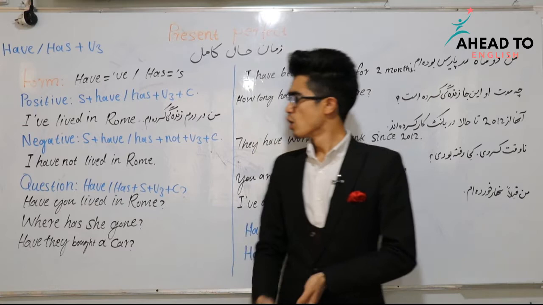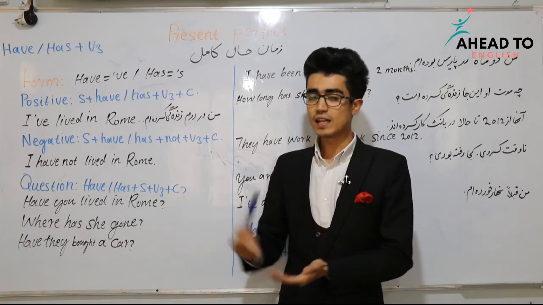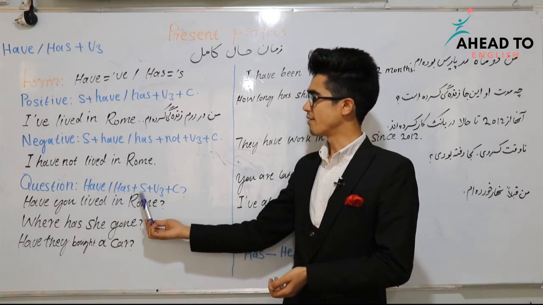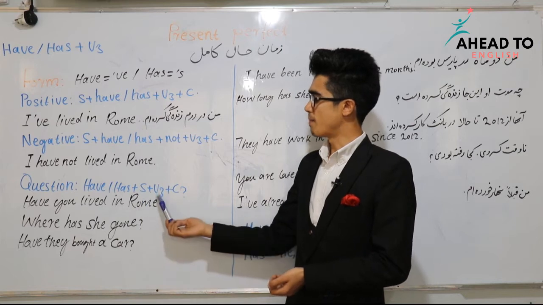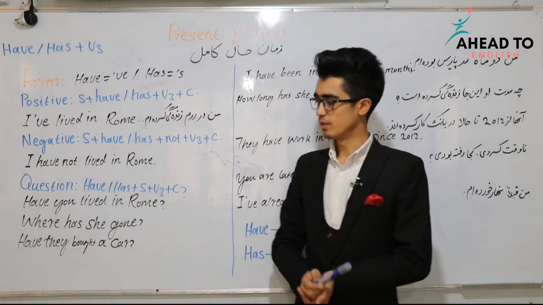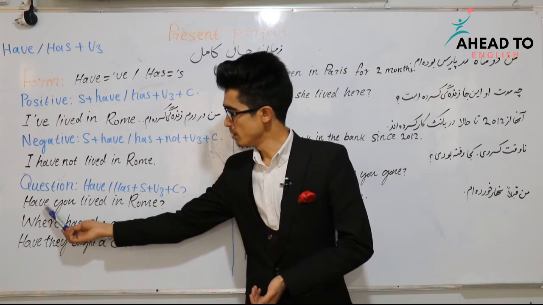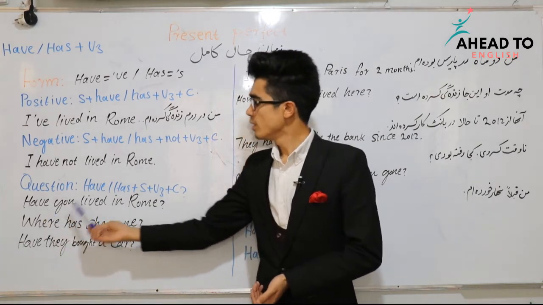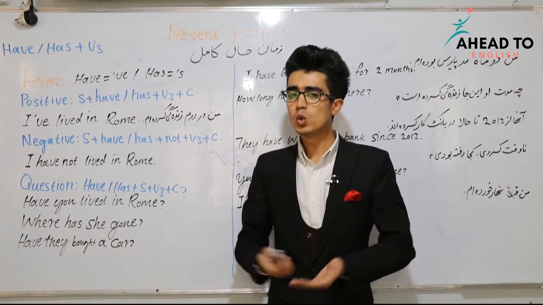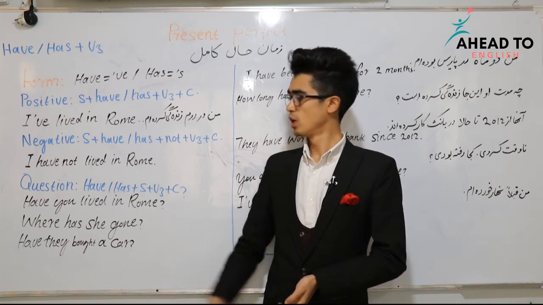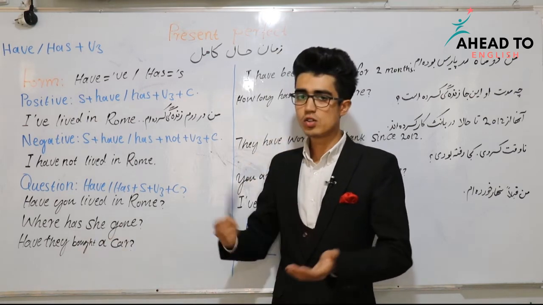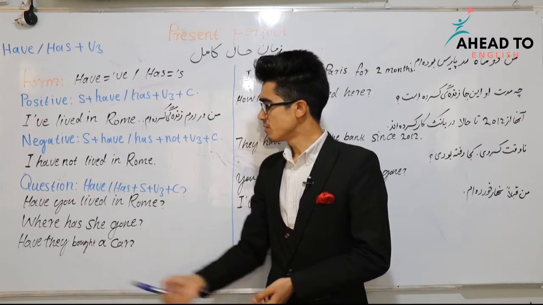For question forms we use have/has at the beginning of the sentence. After that we use subject, past participle and complement. See the example. Have you lived in Rome? Or where has she gone? Have they bought a car?